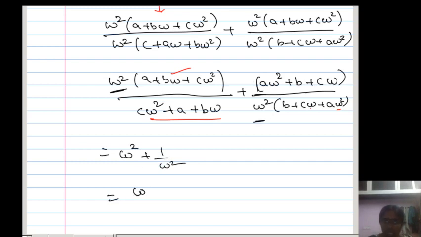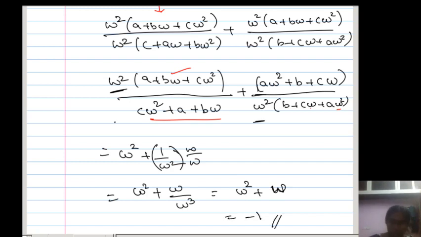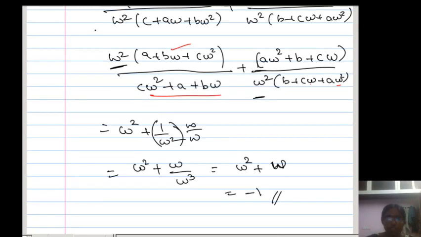Now multiply and divide here. For example, for this, if you multiply and divide by ω, what happens? You are getting ω/ω³. But ω³ is what? 1. So this is written as ω² + ω over 1. ω³ is 1, so the denominator is 1. So ω + ω² can be written as −1. So what is your answer now? −1. So this is your fifth question.